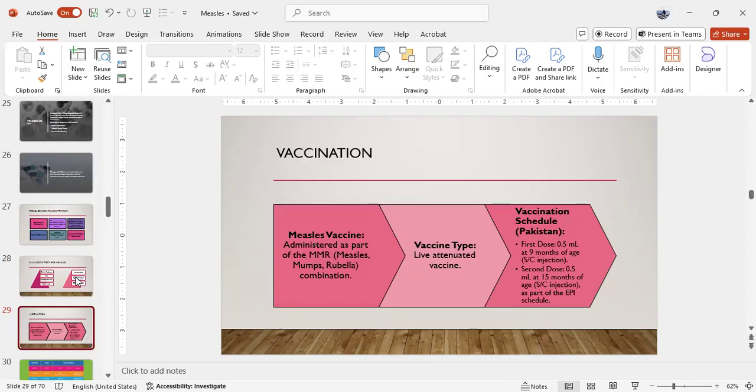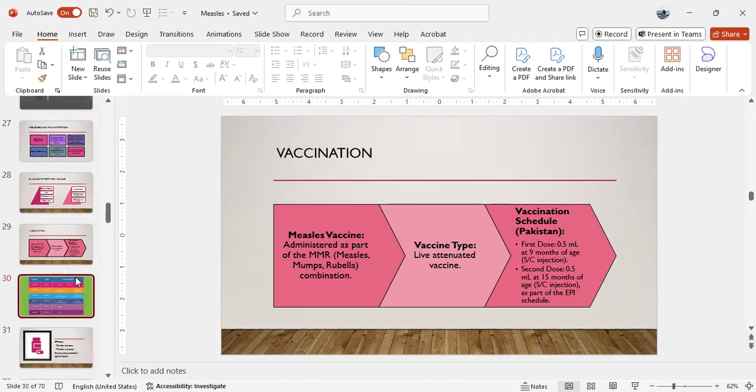Vaccination for measles. This is administered as a part of the MMR, measles, mumps, rubella combination. This is a live attenuated vaccine. There are 2 doses. First dose of 0.5 ml at 9 months of age is subcut injection on left deltoid. And then again, second dose of 0.5 ml at 15 months of age, subcut injection on the left deltoid as a part of the EPI schedule.